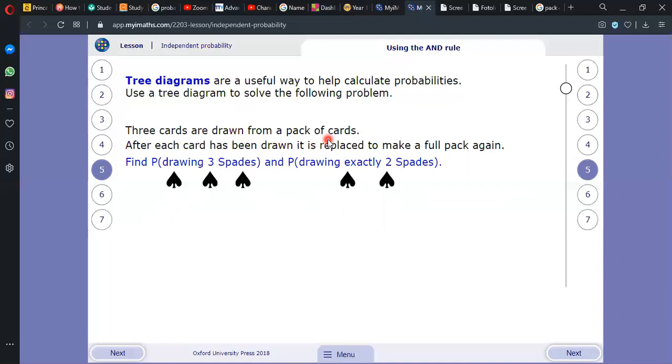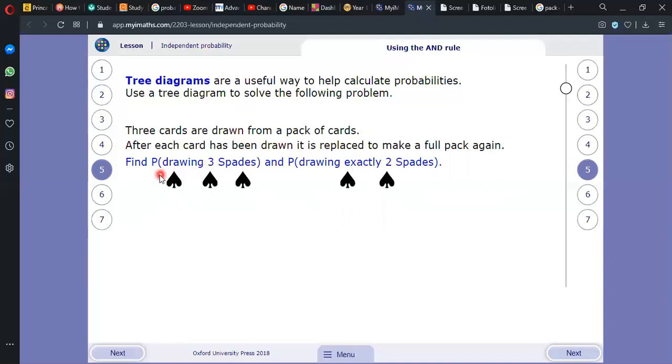Remember, we are picking 3. So you pick the first one, you return it back into the pack. Then you pick the second, you return it back into the pack again. Then you pick the third. Okay? Then you pick the third. All right, guys. So that is what we are doing now.